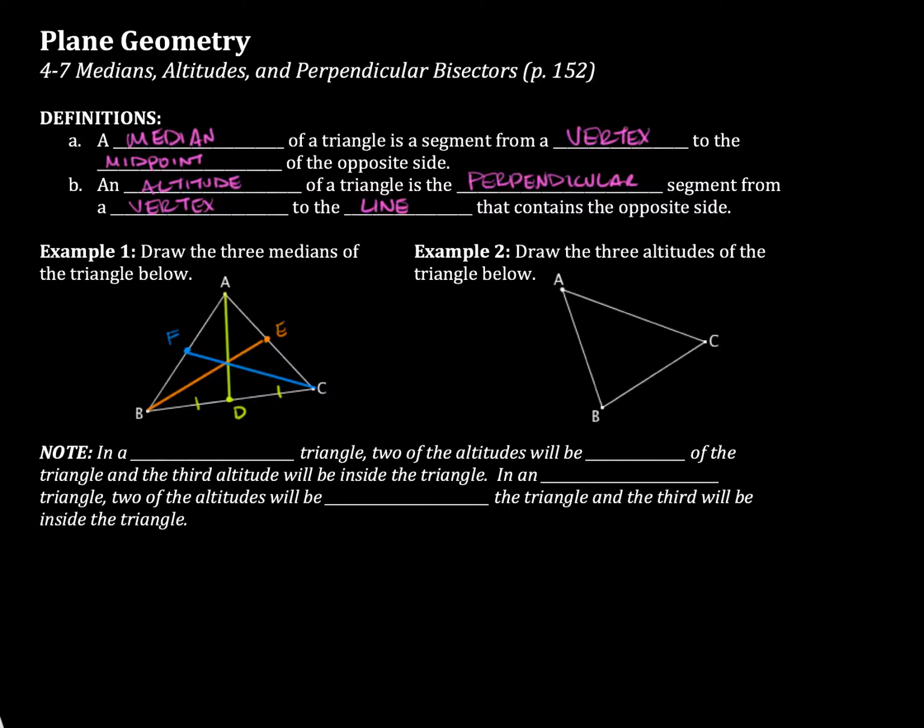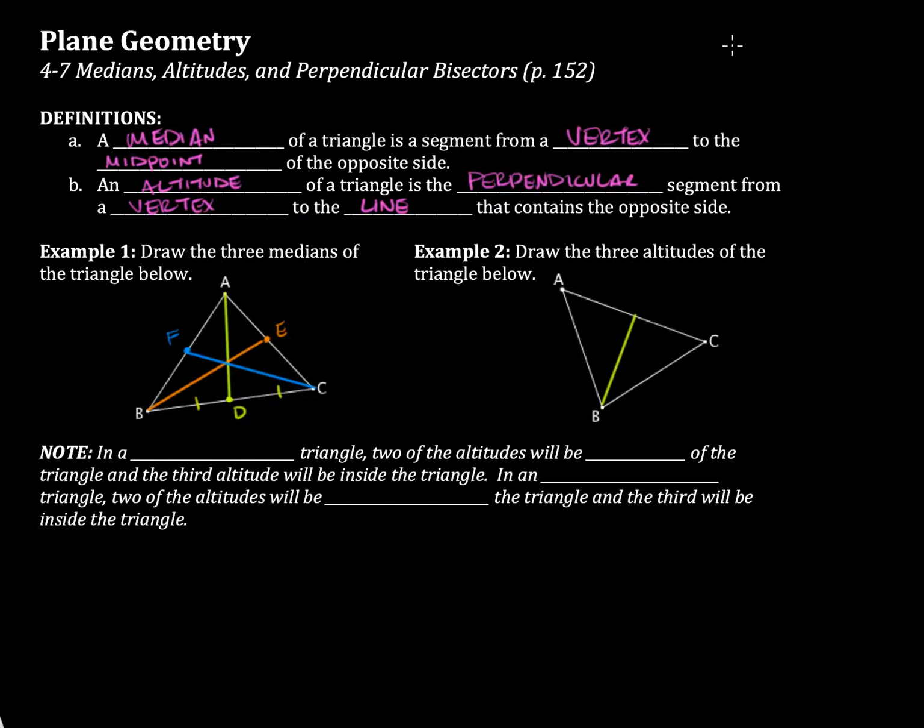Now the other definition that we're going to look at is called the altitude of a triangle. The altitude of a triangle is the perpendicular segment that goes from a vertex to the line that contains the opposite side. So let's look at what those look like in example 2 right here. We're going to draw the three altitudes of this triangle. So to start with, we're going to go from B over here to segment AC, but we're not going to go to the midpoint anymore. We're going to go to a point where it's going to be perpendicular. So that looks to me like it's going to be maybe right about there.